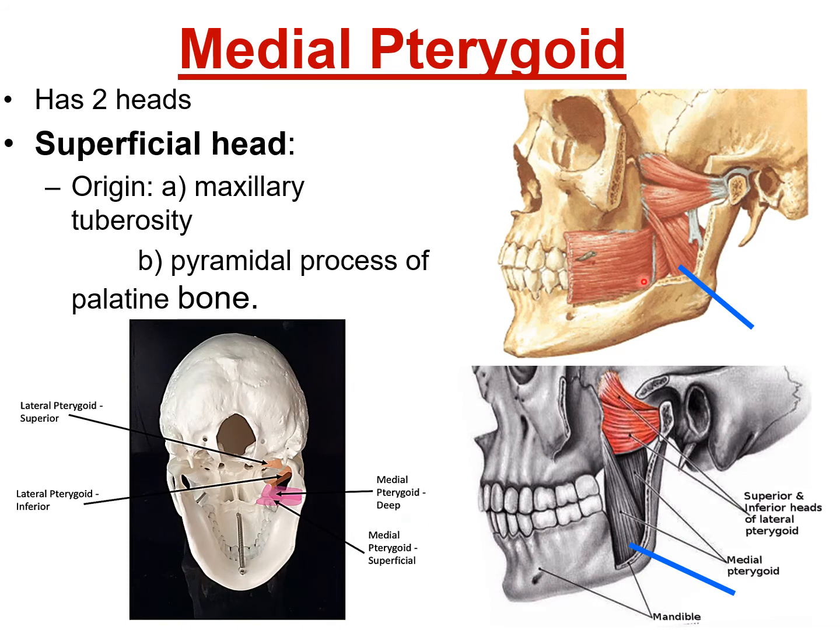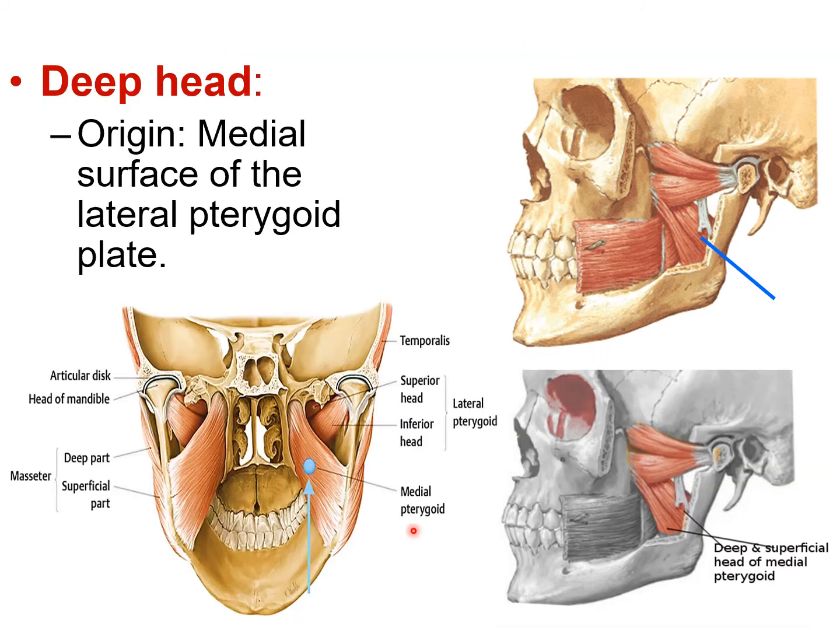Now the next muscle is the medial pterygoid. The medial pterygoid has two heads, the superficial head and a deep head. The superficial head arises from the maxillary tuberosity and from the pyramidal process of palatine bone. Here we can see the superficial head is arising from the maxillary tuberosity and from the pyramidal process of the palatine bone. The deep head of medial pterygoid arises from the medial surface of the lateral pterygoid plate.